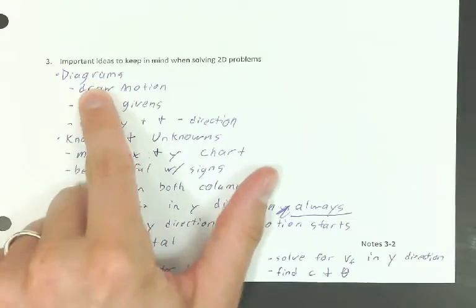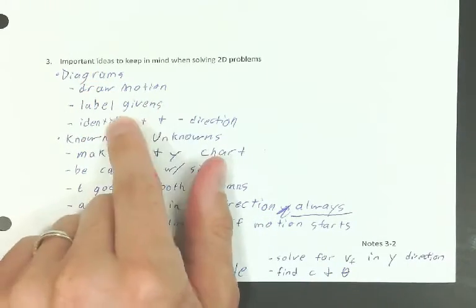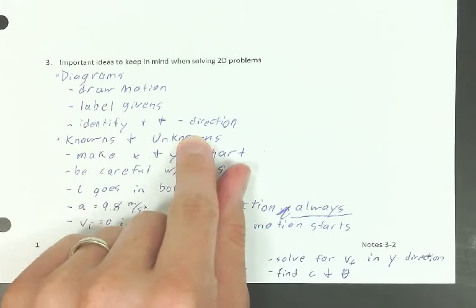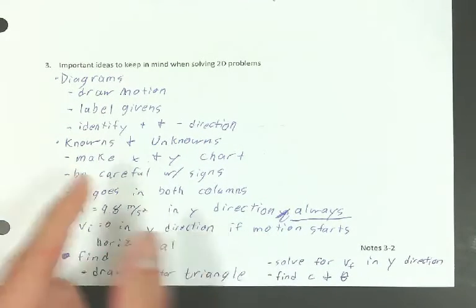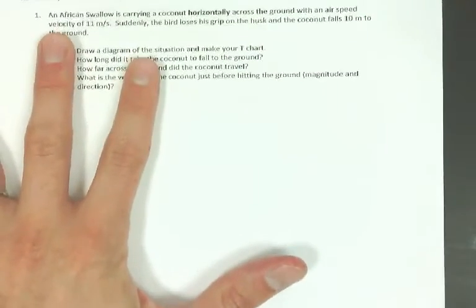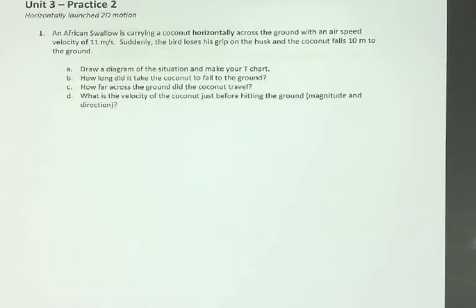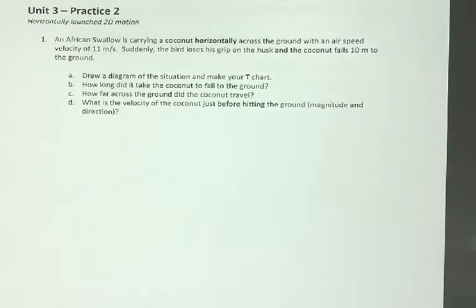look at number 3. So did I do my diagram? Okay, did I draw the motion? Did I label the givens? Do I identify positive and negative direction? Okay, I did that. Did I do my knowns and unknowns? And then I just kind of start going through the list. Again, try to do as much on your own as you can, but if you get stuck, know that this problem is like the example we just did, only the numbers are different.